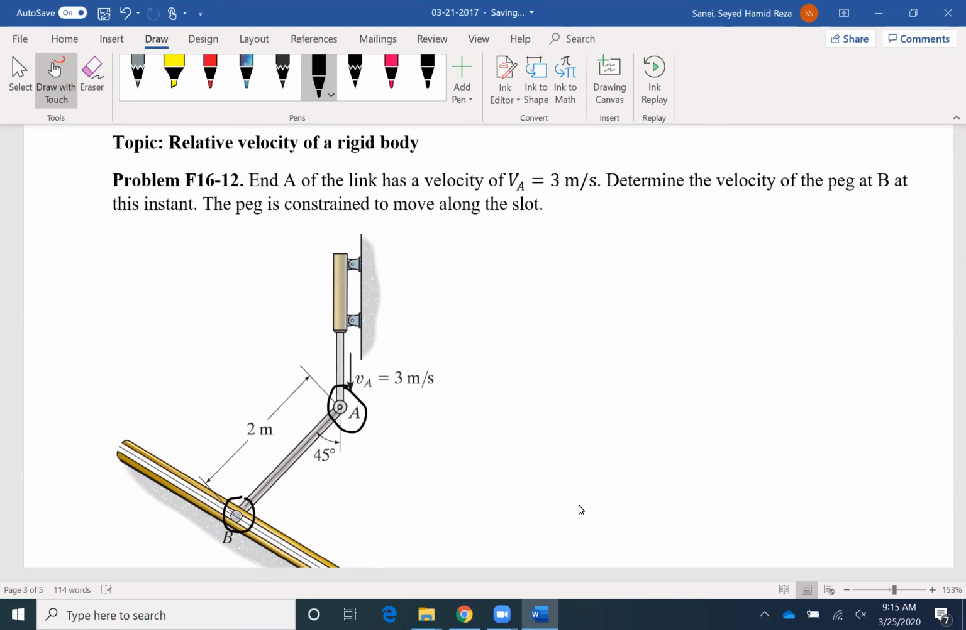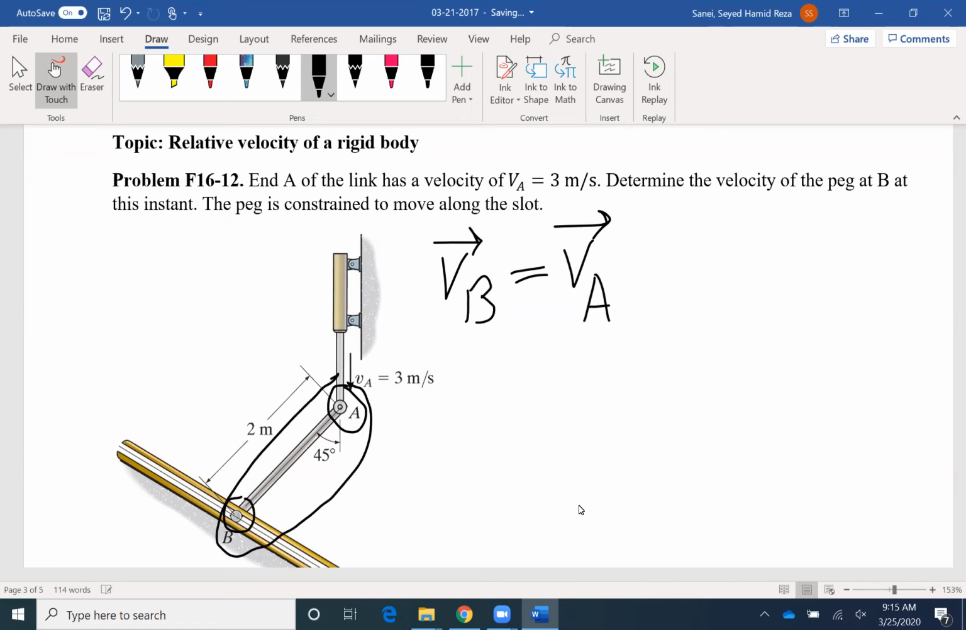The peg is considered to move along the slot. So we don't know the magnitude of velocity at B, but we know its direction. And we have the velocity at A. So we can write our relative velocity formulation to find the velocity at B. We know velocity at B is the same as the velocity of A, the other point on the same object, we are analyzing this rod AB, plus VB with respect to A.